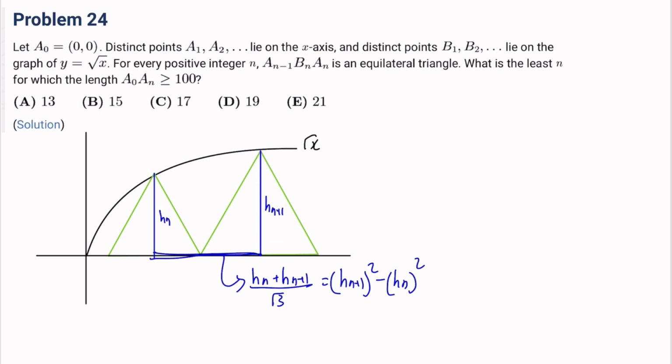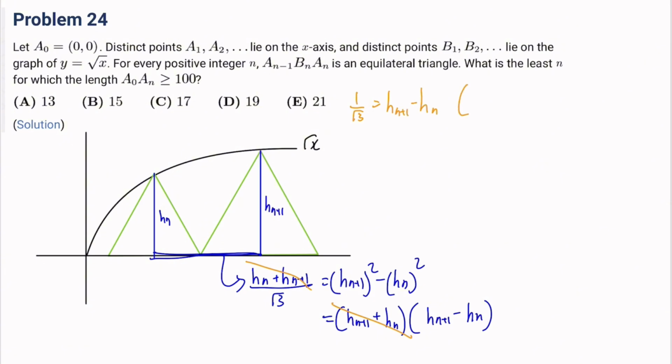And so this length is also the difference of these x values. And so this x value is going to be hn plus 1 squared, and this x value is going to be hn squared, right? And this is equal to hn plus 1 plus hn times hn plus 1 minus hn, right? And so these two are going away, right? And so that means this is equal to 1 over root 3, right? So 1 over root 3 equals hn plus 1 minus hn.